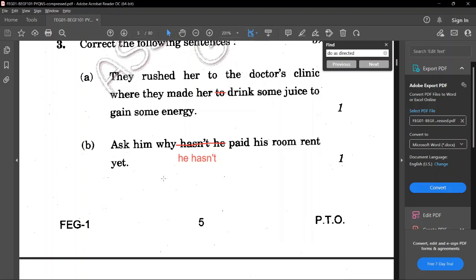Next, we have question B. Ask him why hasn't he paid his room rent yet. This is again not proper grammar. I'm sorry, guys, this is actually a question that's not being asked. If a question is being asked, then "hasn't he" would be the right word, but this is not a question. This is a statement that's being made. So "hasn't he" will be changed to "he hasn't".